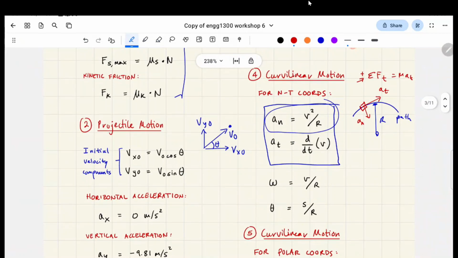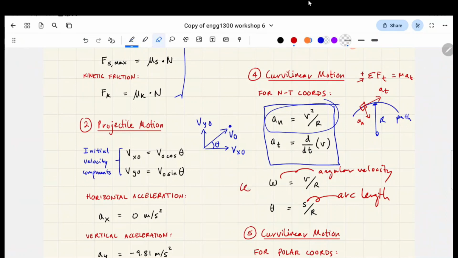Sometimes you'll have to use the arc length, so that's the arc length. And sometimes you'll have to use the angular velocity. It's kind of two different notations. So that one is omega, lowercase omega, the Greek letter, right? But it can be seen as that as well. That's also angular velocity, right?